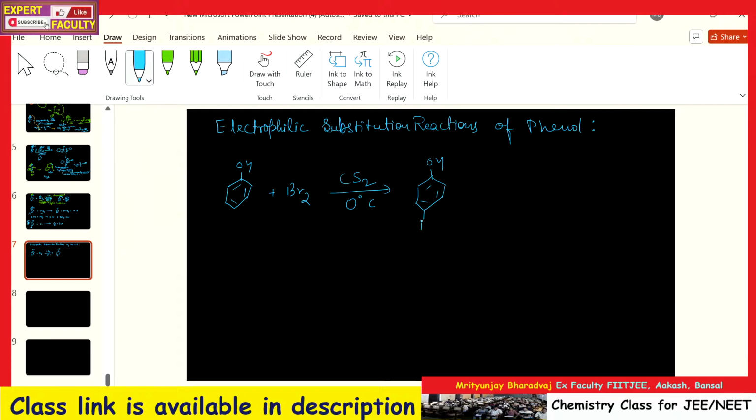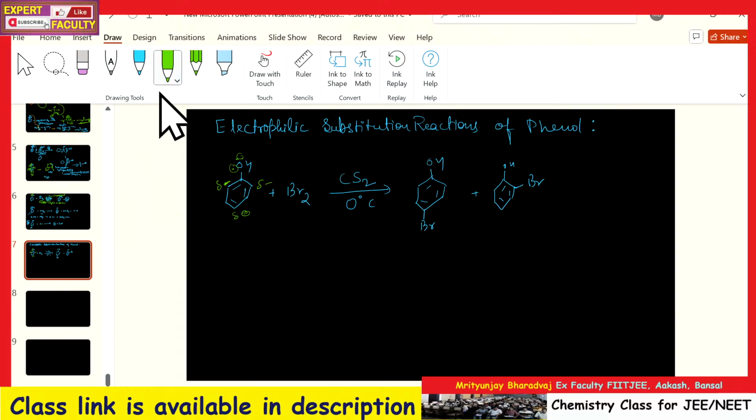Bromine will be at the para, and what will be the other possible position for bromine? Ortho. Meta will not be possible. And the reason is very clear, right? Because these lone pairs will have plus R effect and that will create delta negative on the ortho and para positions. So this is the condition.